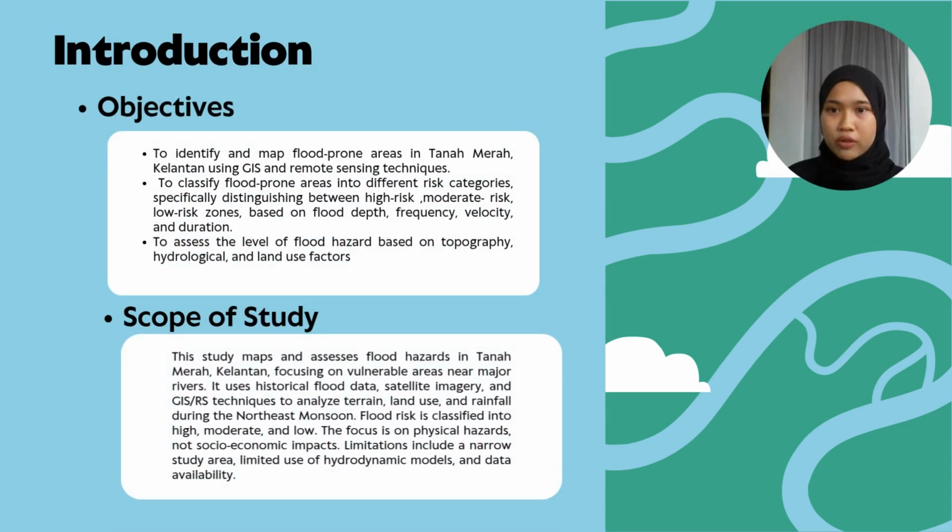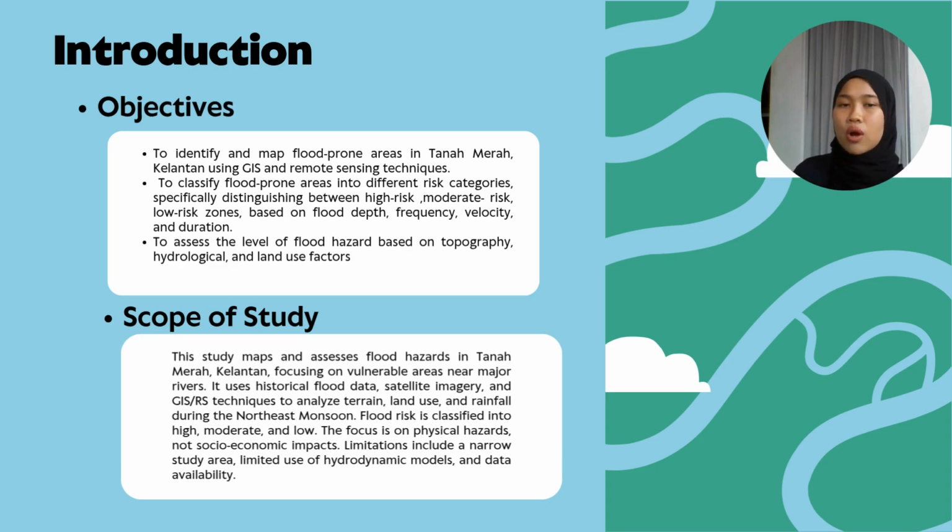Next part is the objective. So firstly, to identify and map flood-prone area in Tanah Merah, Kelantan using GIS and remote sensing technique. Secondly, to classify flood-prone area into different risk categories, specifically distinguishing between high risk, moderate risk, and low risk zone based on flood depth, frequency, velocity, and duration. And lastly, to assess the level of flood hazard based on topography, hydrological, and land use factor.